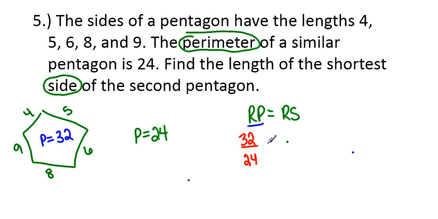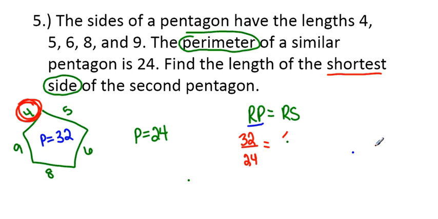And that's going to be equal to what I get when I compare corresponding sides. Well, it wants me to find the length of the shortest side of this second pentagon. Well, if I want to find the shortest side of that second pentagon, then I'm going to compare it to the shortest side in my first pentagon.